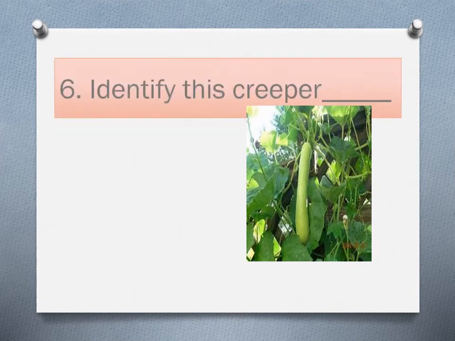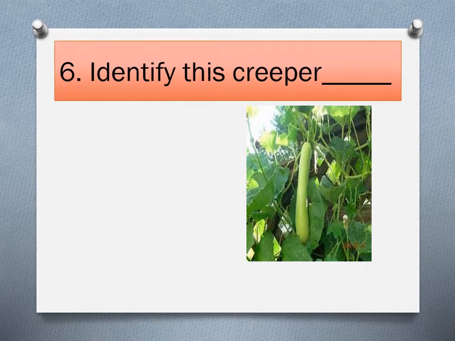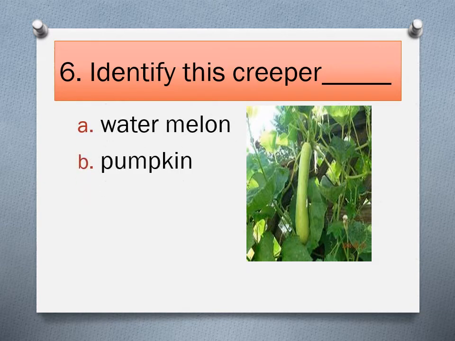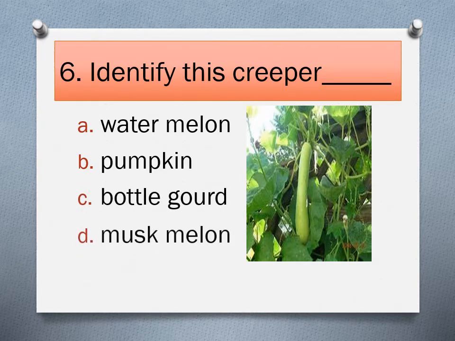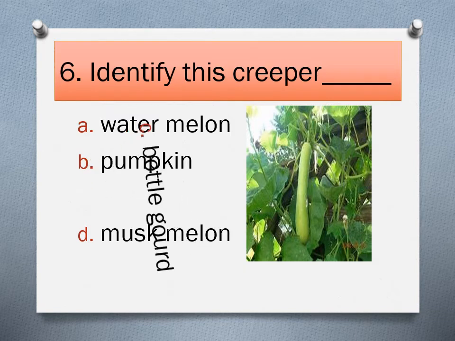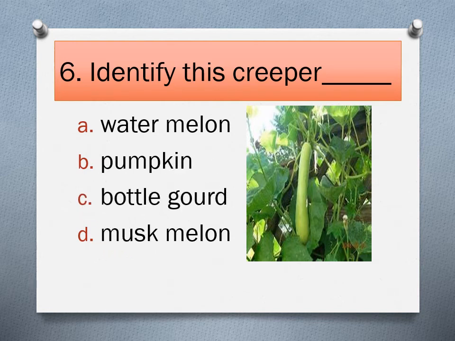Now I have given you a picture of a creeper. You have to identify which creeper this is. A, watermelon. B, pumpkin. C, bottle gourd. D, muskmelon. Which is the correct answer? Yes, it is bottle gourd. Very good, children. All are answering very nicely.